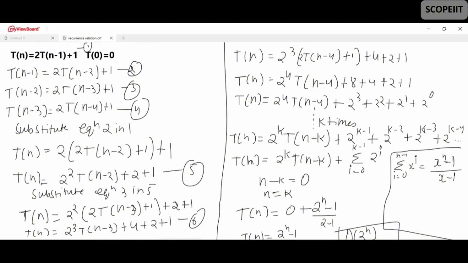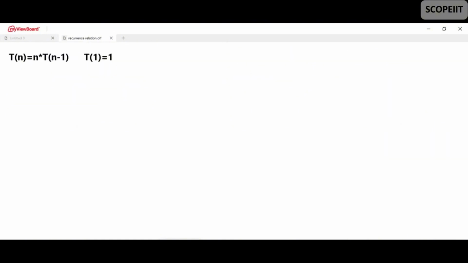Okay, next. There is one more recurrence relation we will solve. T of n is equal to n into T of n minus 1, and T of 1 is equal to 1. This is the initial condition we have.